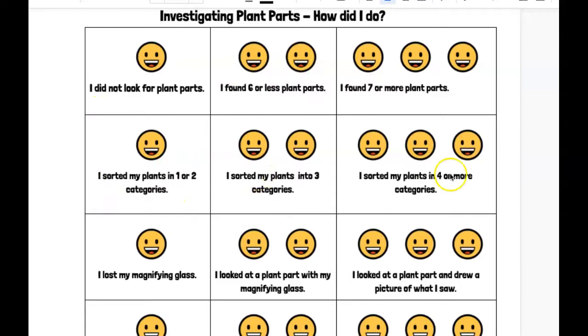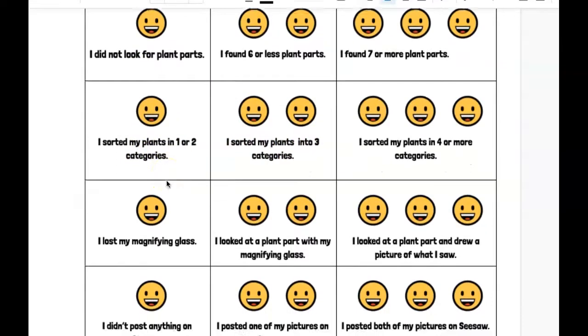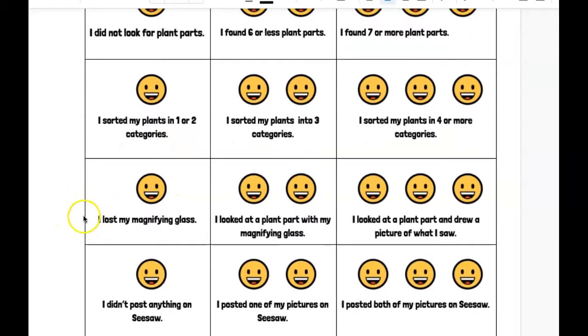The next row across is about how you sorted your plant parts that you found. I sorted my plants into 1 or 2 different categories. I sorted my plants into 3 categories. I sorted my plants into 4 or more categories. You did a lot of sorting. 3 smiley faces for that. 3 categories, that's really good. 2 smiley faces. In just 1 or 2 categories, 1 smiley face.